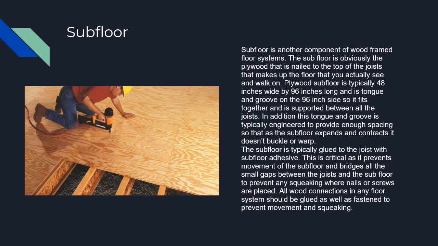Subfloor is another component of wood frame floor systems. The subfloor is obviously the plywood that is nailed to the top of the joists that makes up the floor that you actually see and walk on. Plywood subfloor is typically 48 inches wide by 96 inches long and is tongue and groove on the 96-inch side, so it fits together and is supported between all of the joists. In addition, this tongue and groove is typically engineered to provide enough spacing so that as the subfloor expands and contracts, it doesn't buckle or warp.